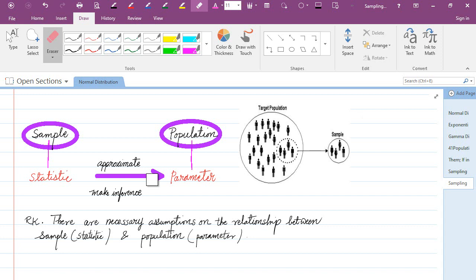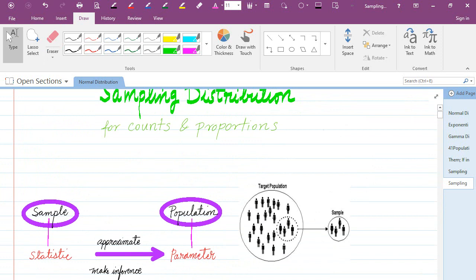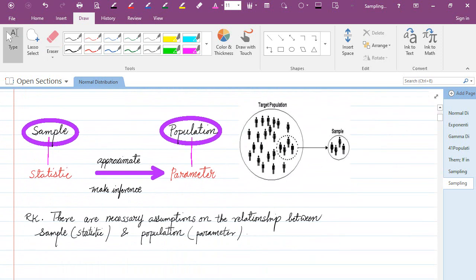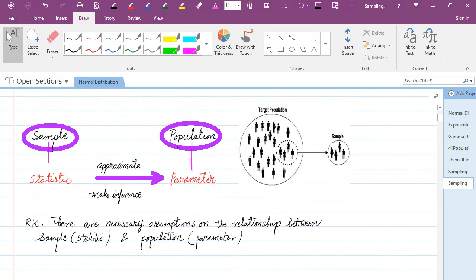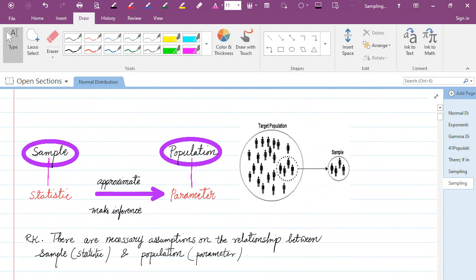So the sampling distribution is going to play a big role in making inferences possible. There are, of course, necessary assumptions on the relationship between the sample statistic and the population parameter. Like I said, in the last two videos, the sample statistic was the sample mean, and the population parameter was the population mean.